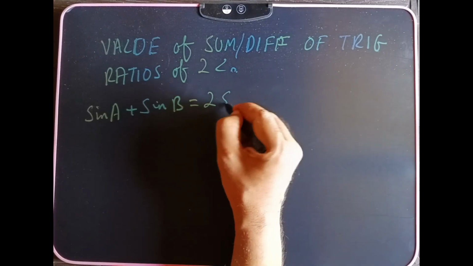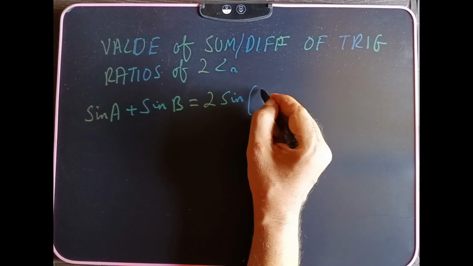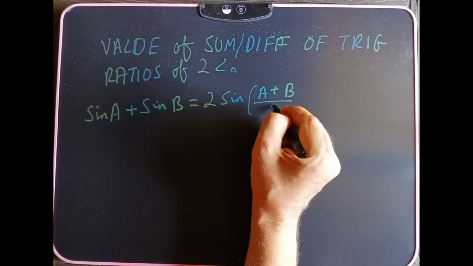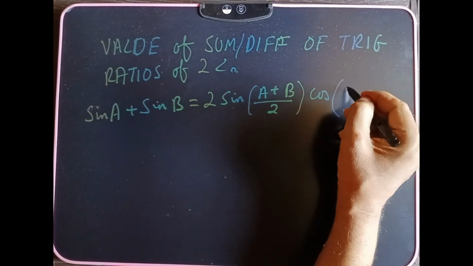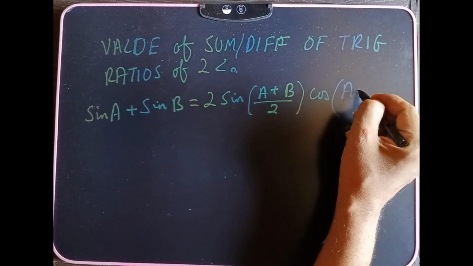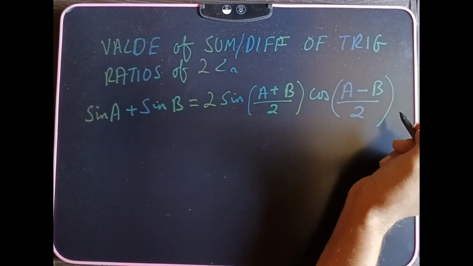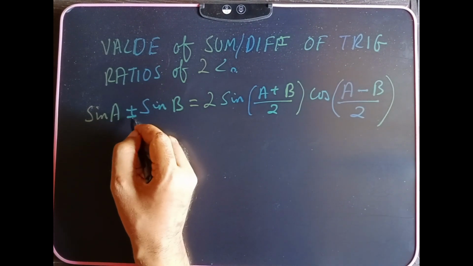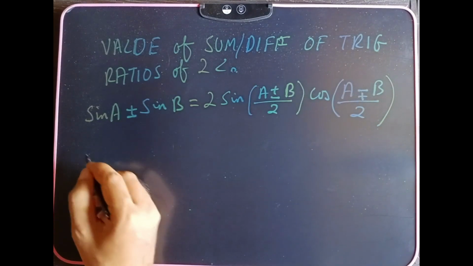The first formula here is sine A plus sine B is written as 2 times sine of (A plus B) divided by 2, cos of (A minus B) divided by 2. Now if you have a minus sign here, what will happen? This will change to minus, and this sign also will get reversed to plus.